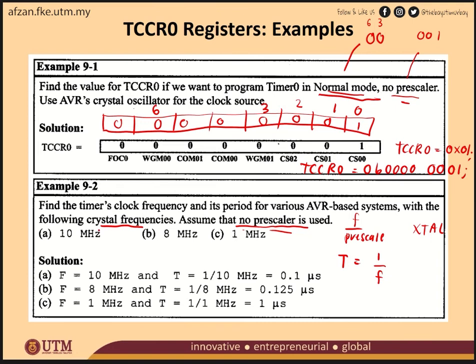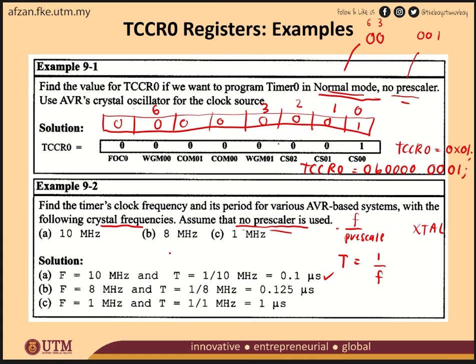The first one here, the crystal frequency is 10 megahertz, no prescale. So with no prescale, you take the original crystal frequency value. Find the period, the clock frequency and the period. Since the crystal frequency is 10 megahertz, your F equals 10 megahertz. And T equals 1 over 10 megahertz, equivalent to 0.1 microseconds.